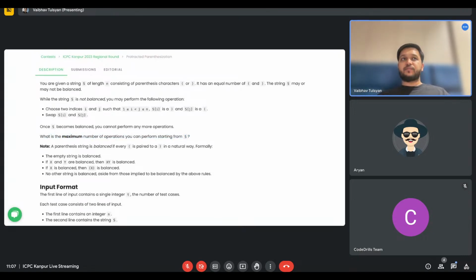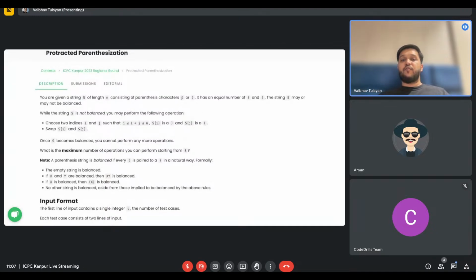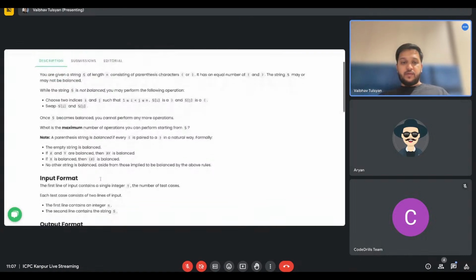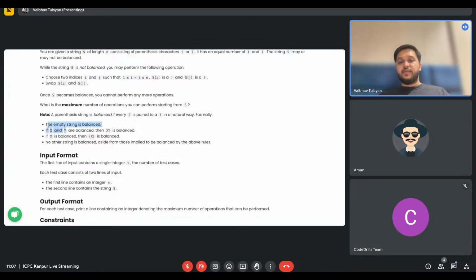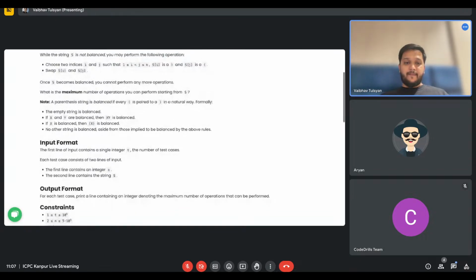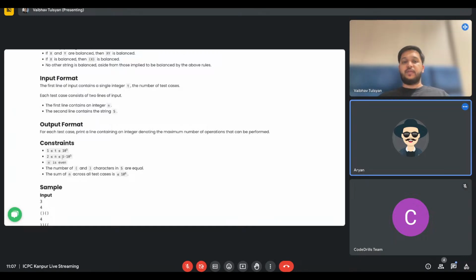I see. So we want to maximize the number of swaps given some string of parentheses, and the end state should be balanced. The rules for balancing are the standard ones, so I don't think we need to explain those separately. As for constraints, we have 5 times 10^5 characters per test case, and per test file we have 10^6 as the upper bound on n.